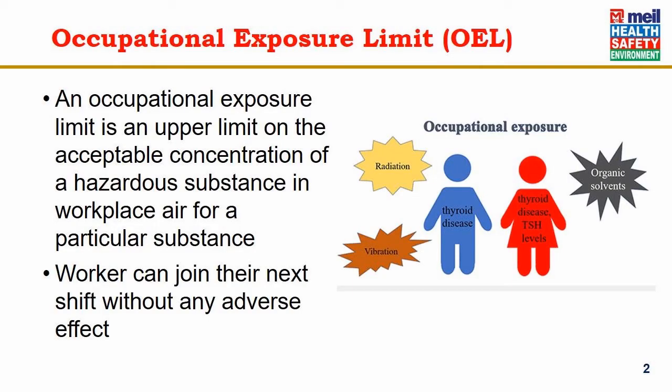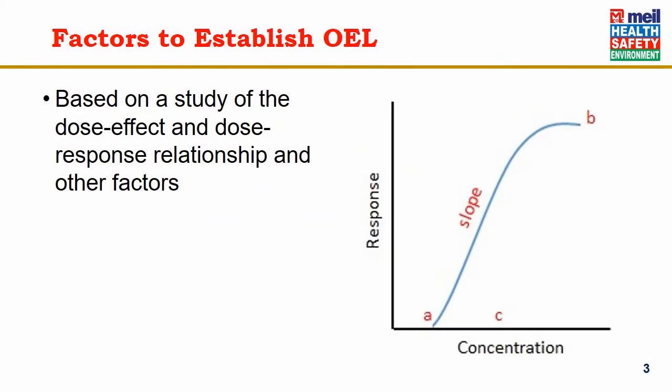Occupational exposure limit, or OEL, is an upper limit on the acceptable concentration of a hazardous substance in the workplace air for a particular substance. So if the occupational exposure limits are not exceeded, the worker can safely join the next shift without any adverse effect. So this is the upper limit.